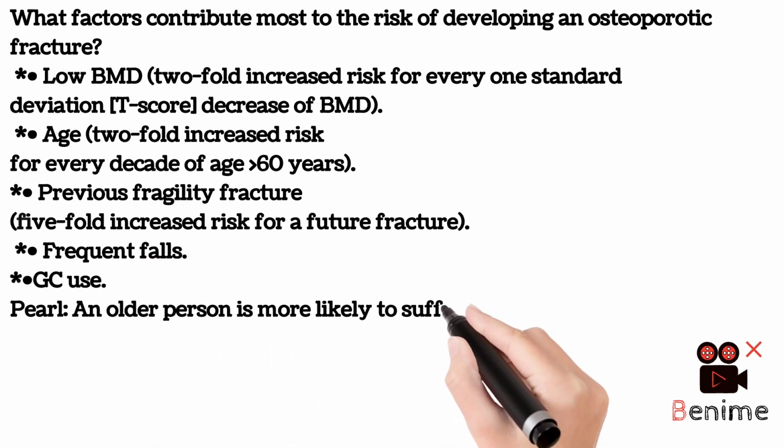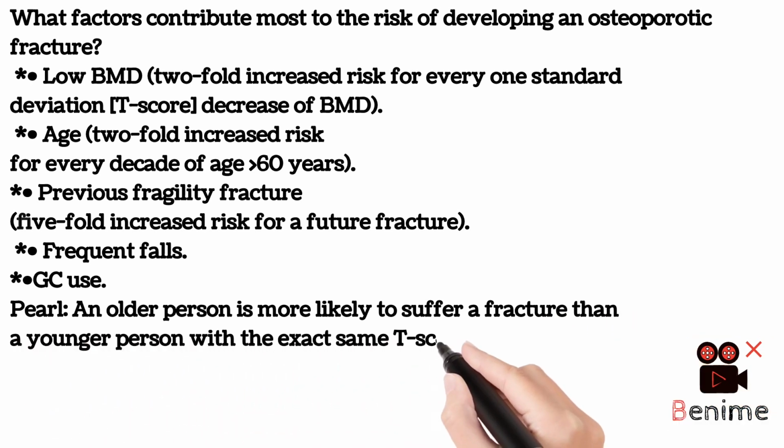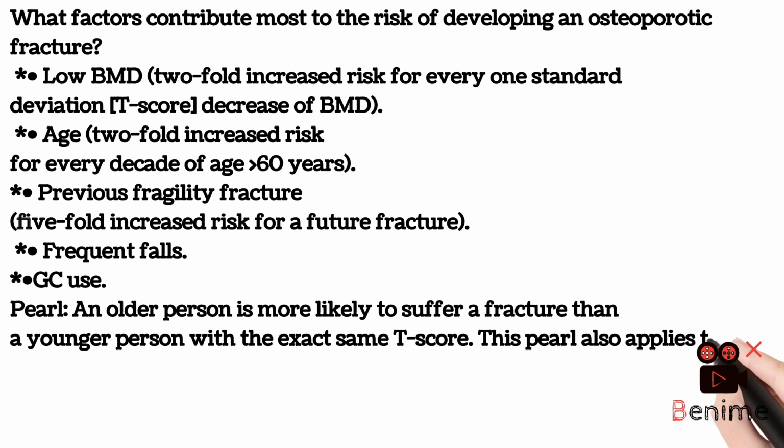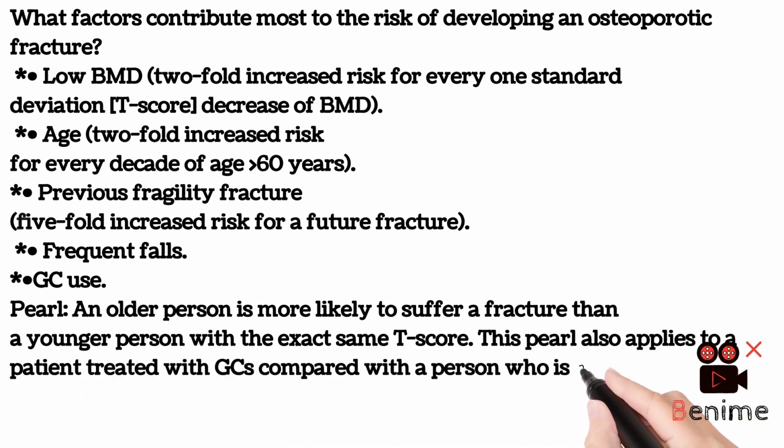Pearl: An older person is more likely to suffer a fracture than a younger person with the exact same T-score. This pearl also applies to a patient treated with GCs compared with a person who is not.